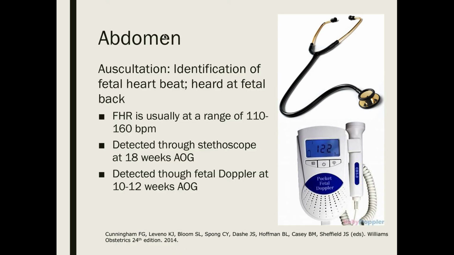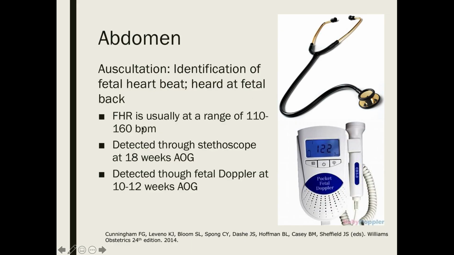Of course, when we examine the abdomen, we have to auscultate the fetal heartbeat. We will know the best area to place our stethoscope or our fetal Doppler by doing Leopold's maneuver 2. You have to determine where the fetal back is. Is it the maternal left or the maternal right? Or the upper quadrant or the lower quadrant? Once you've determined where the fetal back is, then you place the bell of the stethoscope or your fetal Doppler over that area.